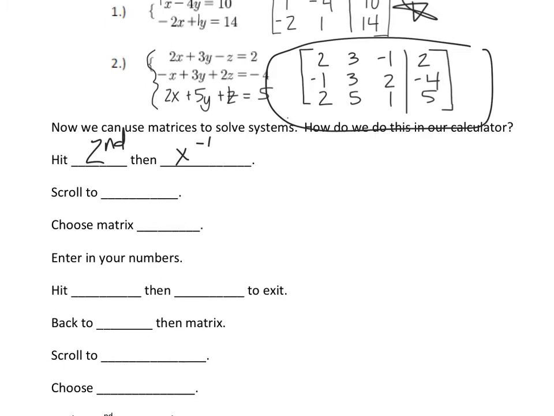So let's jot this down, second, and x to the -1 key, and it should take you right to that matrix menu. Now you should see a big list of matrices, A, B, C, D, E, F, G, and if you're borrowing a calculator or using maybe a sibling's calculator, someone else's calculator, you might see some numbers next to those A, B, C, Ds, like a 3 by 3 or a 2 by 2 or a 3 by 4, or maybe you don't see any at all.